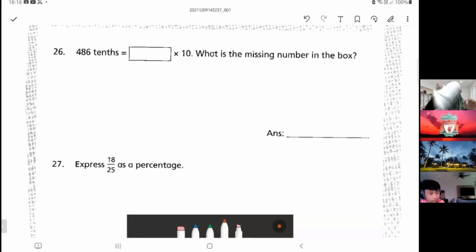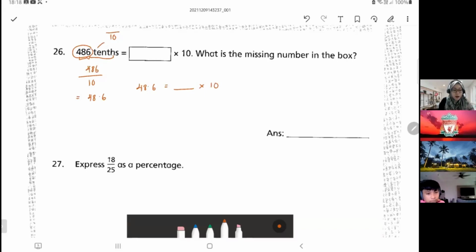4/86 is equal to how many times 10? What is the missing number in the box? Now you need to figure out what is this number first. 4/86 10th means something over 10. It means that what is that something? It is 4/86 over your 10, like that. Okay, and it is actually 48.6. So they're asking you, 48.6 is equals to what times 10?